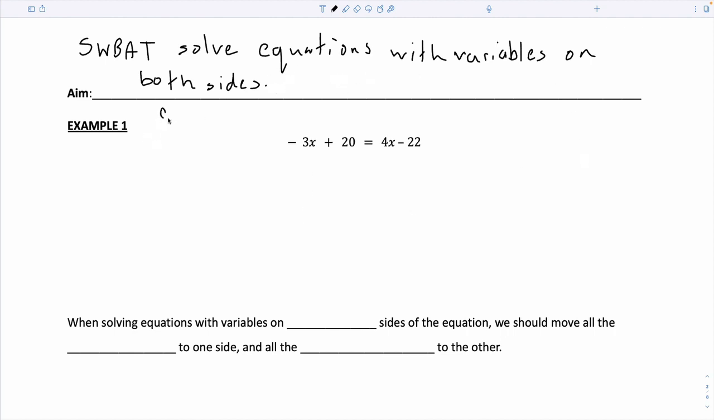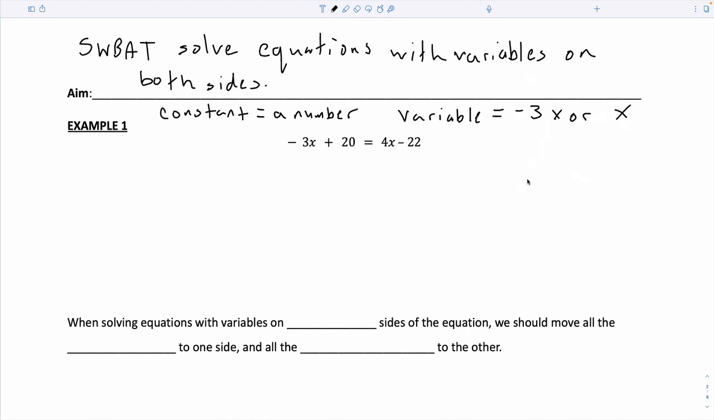A constant is a number. A variable is a number with a letter attached to it, or just a letter.